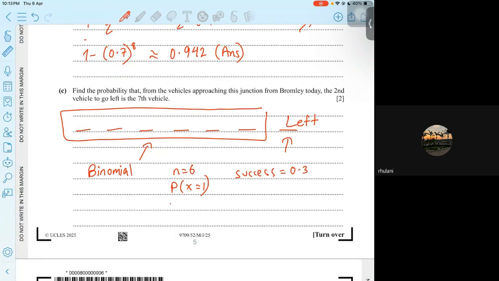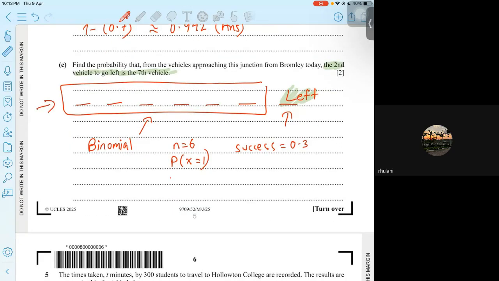For anyone still confused, let me just repeat that. The first thing we do is we draw 7 spots, and the question says the second vehicle to go left is the 7th vehicle. So this is the second vehicle, which means the first vehicle has to be in one of the first 6 spots. So we consider this to be 6 different experiments, and we find the probability that one of these 6 spots is a success. So one of them will go left from these 6 vehicles. The way to do that is by using the binomial distribution chapter, and we have a formula for this. Does anyone recall it?